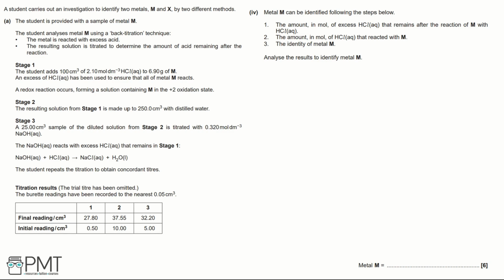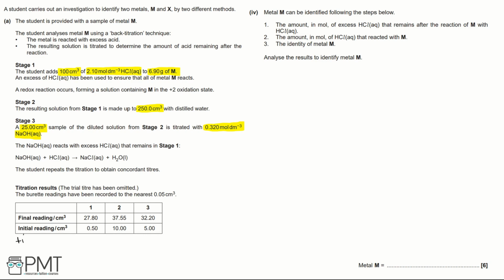Let's start this question by highlighting the key pieces of information. That's the volume and concentration of hydrochloric acid, the mass of M, that we've made our solution up to 250 cm³, and that we take a 25 cm³ sample that we're titrating with 0.32 mol dm⁻³ NaOH, and our titration results. But we only care about the concordant results, so we need to work out the titers first, then look at which ones are concordant and take these to work out our mean titer.